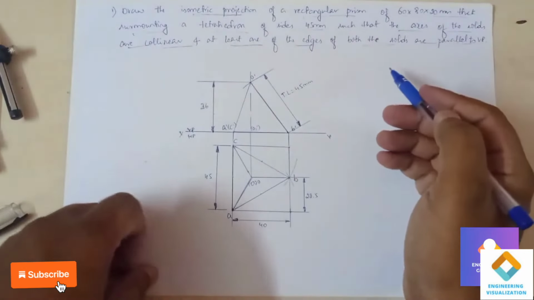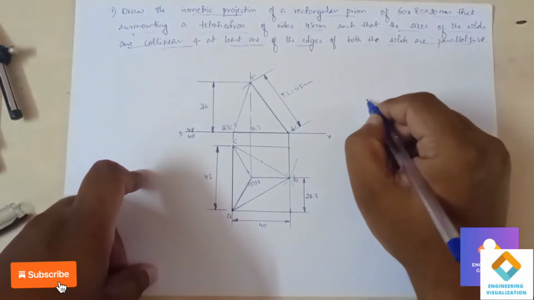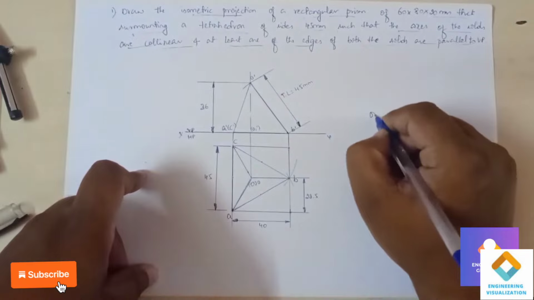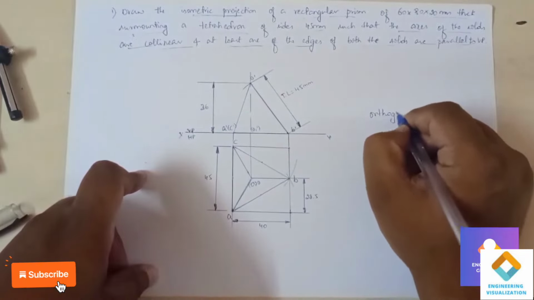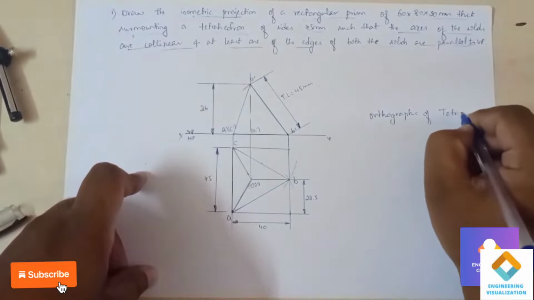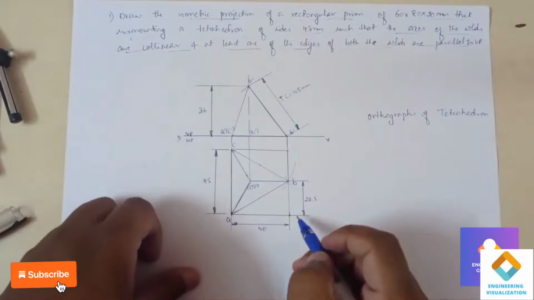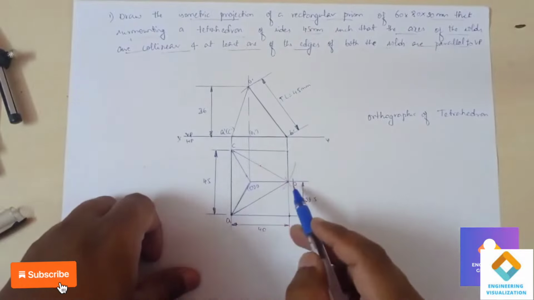You can see here I have drawn the orthographic of the tetrahedron, both the top and front view of it. That's what I am writing: orthographic view of the tetrahedron we are required to construct here. You can see initially I have constructed a 45 mm triangle.